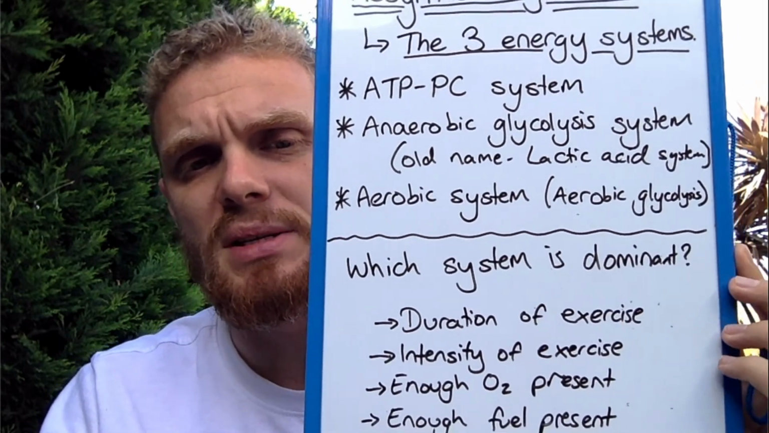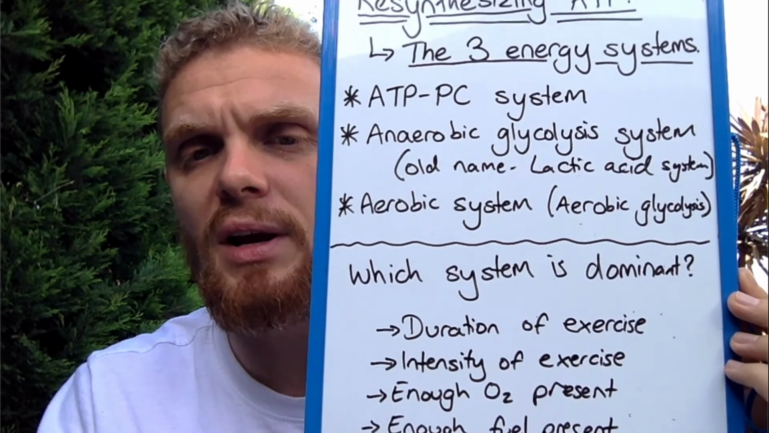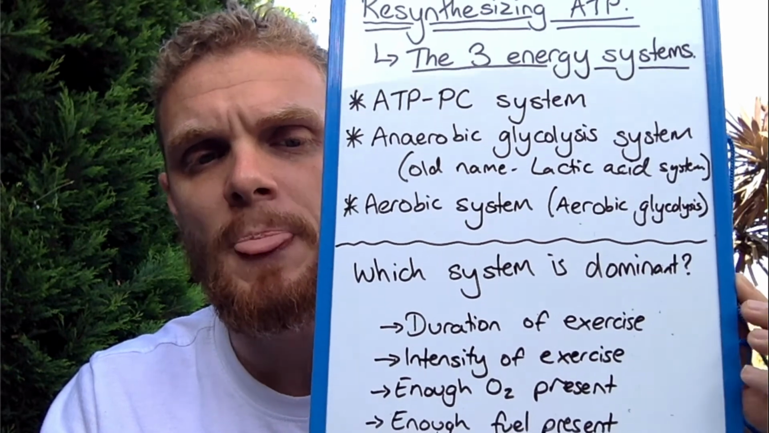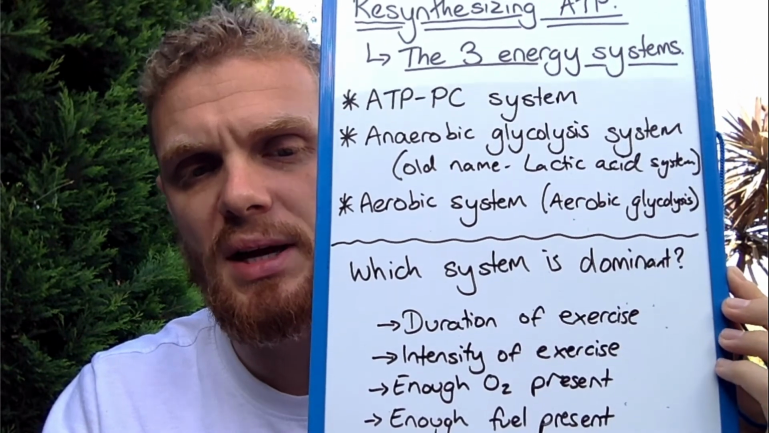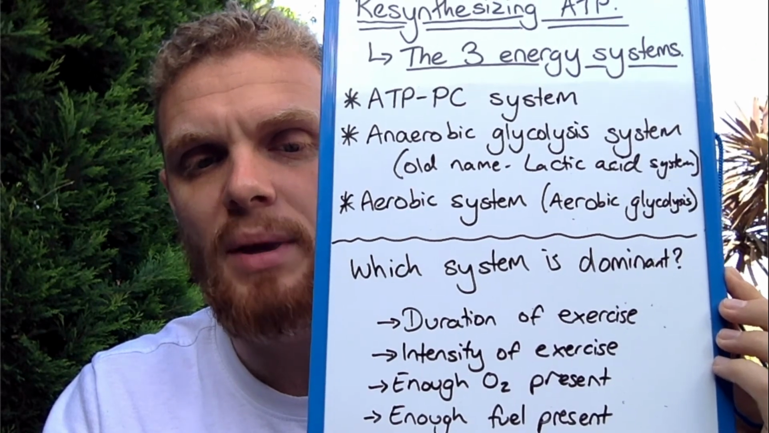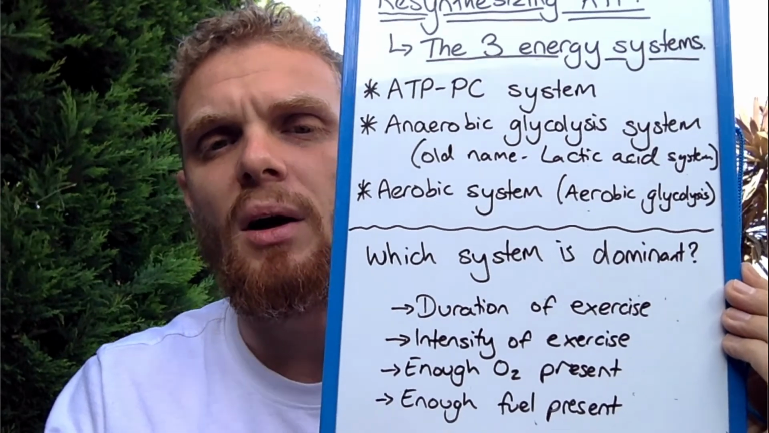Then it comes down to, as I said before, which system is dominant for a 100-meter sprinter, for a 1500-meter runner, for somebody who is in a canoe going down some rapids. It depends on the duration, the intensity, if there is enough oxygen present at that site at that time, and is there enough fuel inside the body. What I would like you to do is create those notes. You can go into a little bit more detail than what I just showed on my board based on the information from page 119 in your textbook, and I'll be back with the next video once those notes are written.